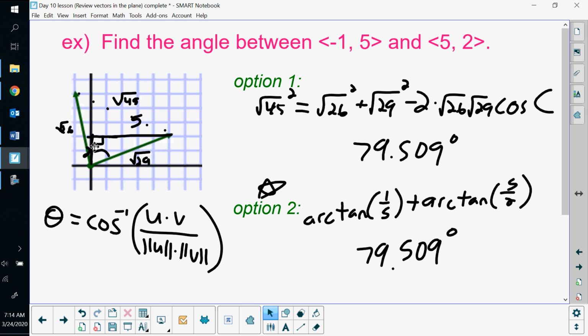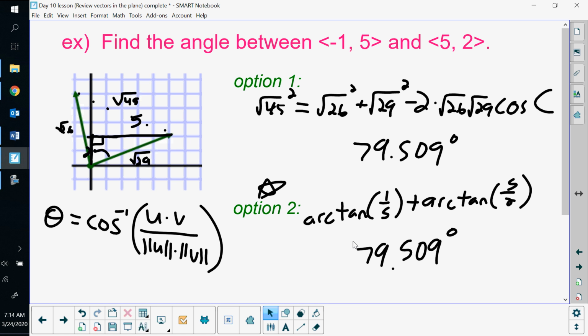So if we wanted this angle here in law of cosines, we would have the side across from it squared is equal to the sum of the other two sides squared minus 2 times each of those sides that are not across from it, cos of c. You could subtract those over, divide by this, do your inverse cos, and you would get 79.509 degrees.